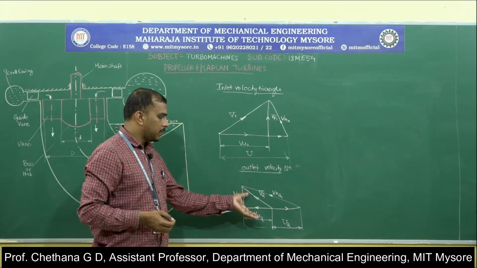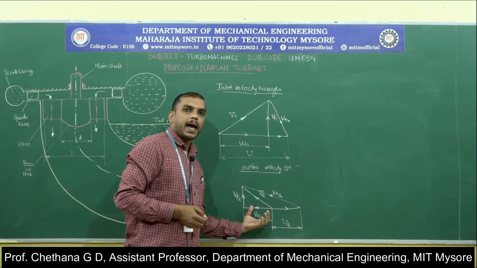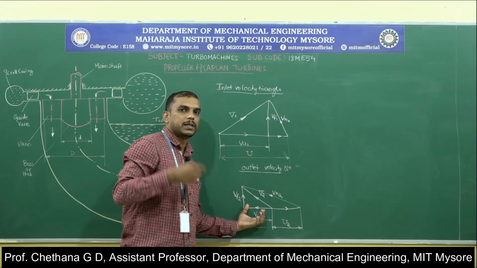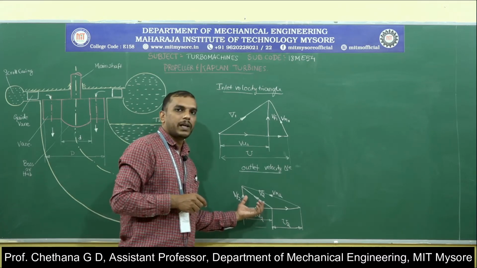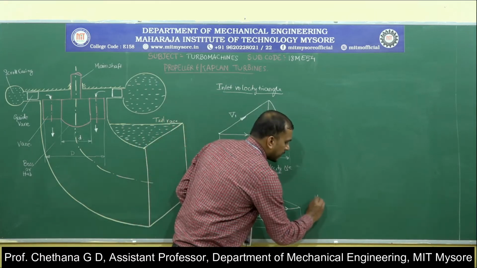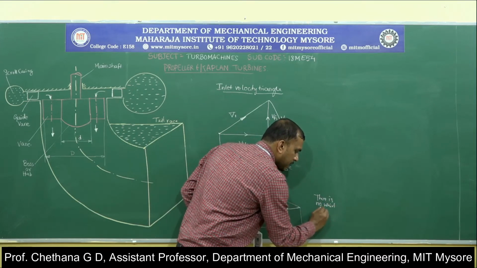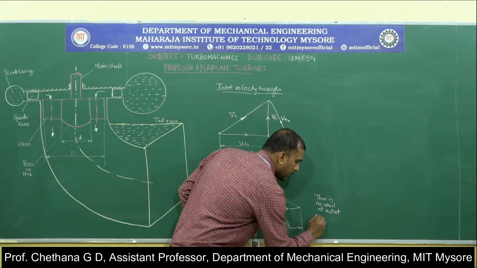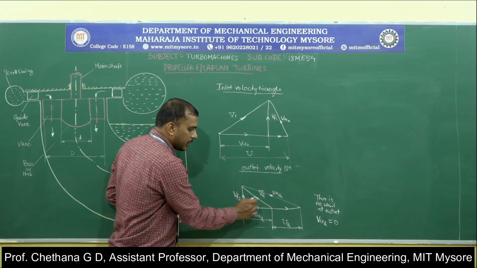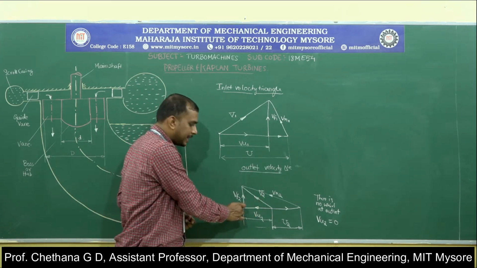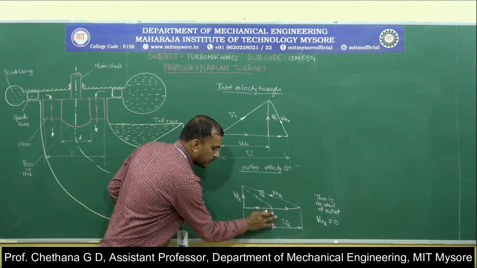Now, in order to convert it to the velocity triangle of a Kaplan turbine, we know that it is an axial flow turbine. That means flow at the exit is purely axial. That means there is no whirl at the outlet. That means Vu2 is equal to 0. If Vu2 is equal to 0, this V2 line collapses onto this point. Therefore, there is no component of Vu2.